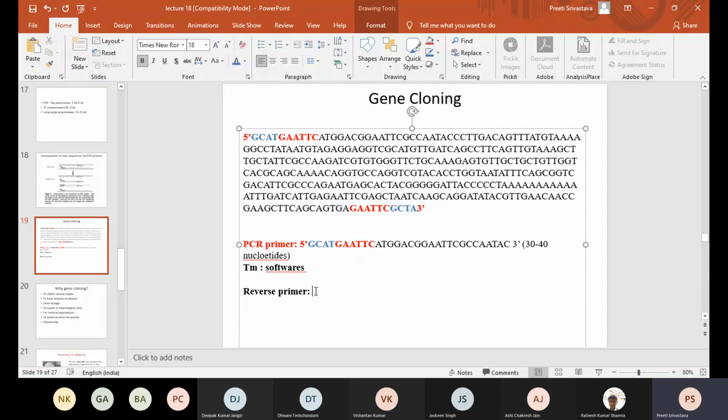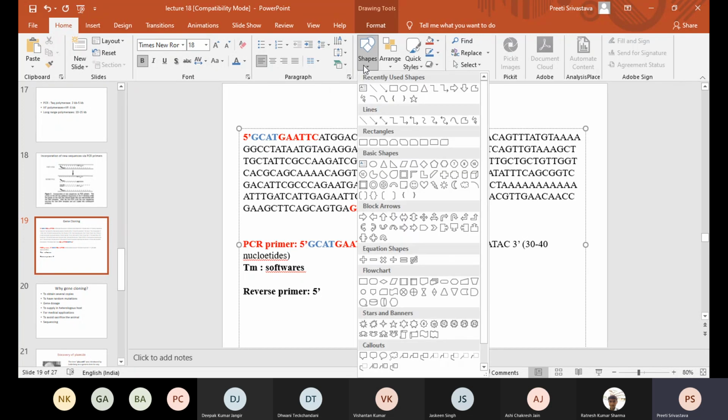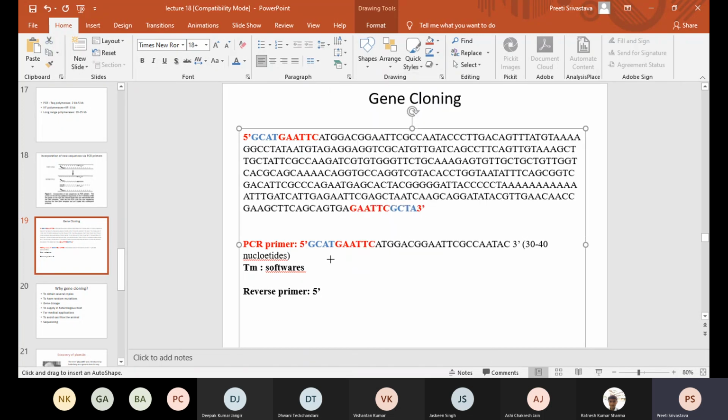Also you can design the reverse primer. I think the class knows how to design the reverse primer, so I will not go into the details. Once you have designed these primers, forward and reverse, you are likely to get an amplicon, right? And this amplicon will have an equivalent site at both the ends.